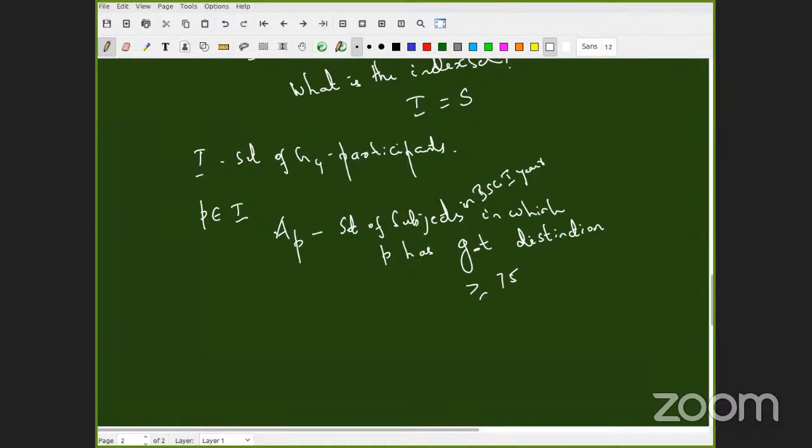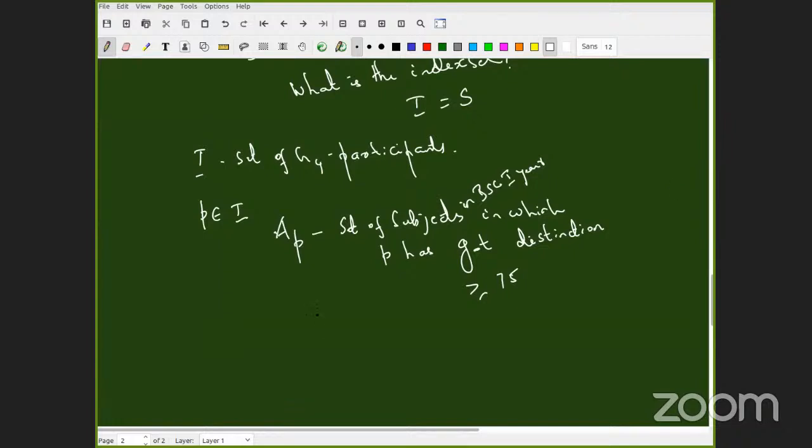To each participant, if I choose Rahul, A Rahul is the set of subjects in BSc first year in which he has got greater than or equal to 75%. Have you understood this set? So it could be different for each person, right?